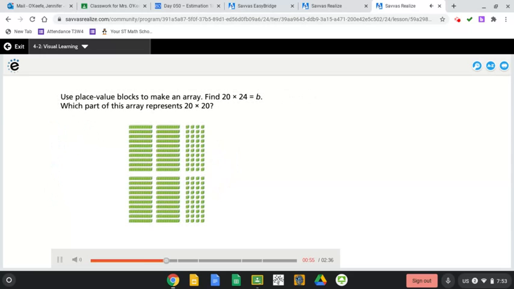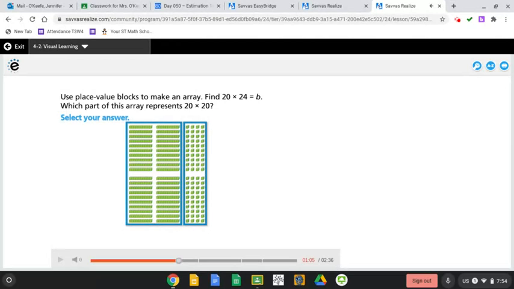Use place value blocks to make an array. Find 20 times 24 equals B. Which part of this array represents 20 times 20? Select your answer. So hopefully visually you guys are all looking at it and can pick it out. But if you can't do it, you're going to have to look.